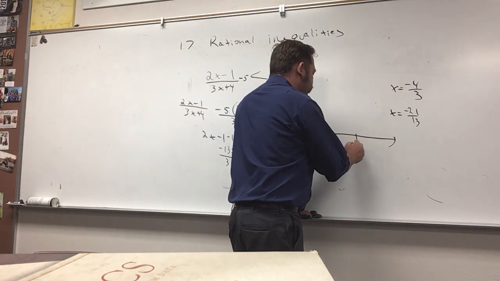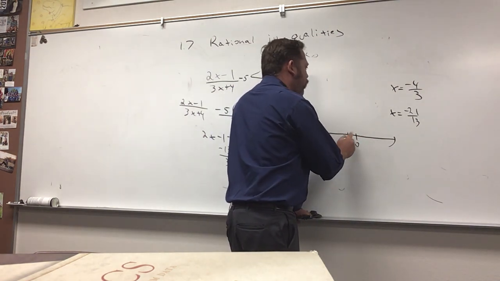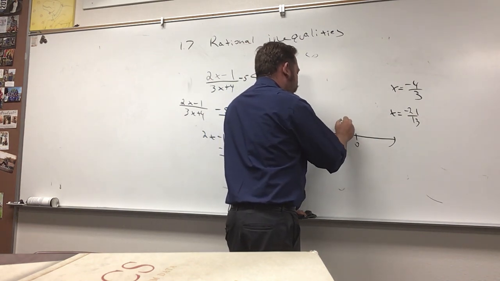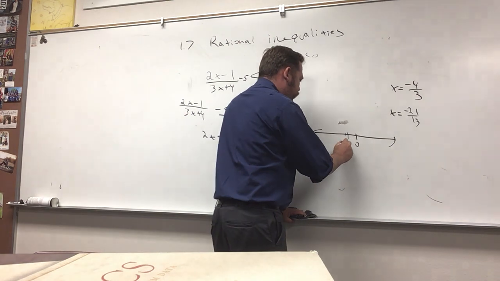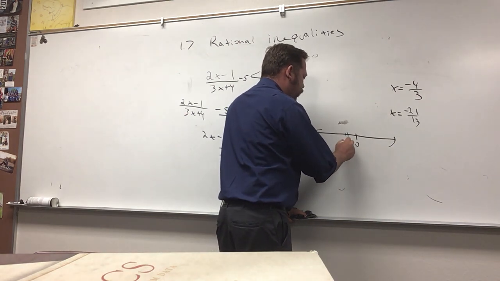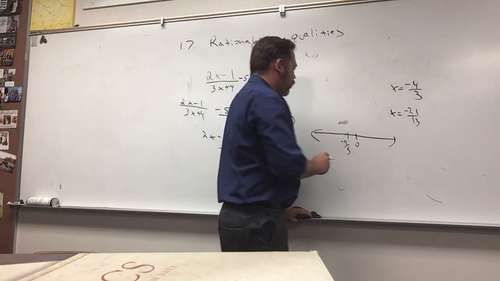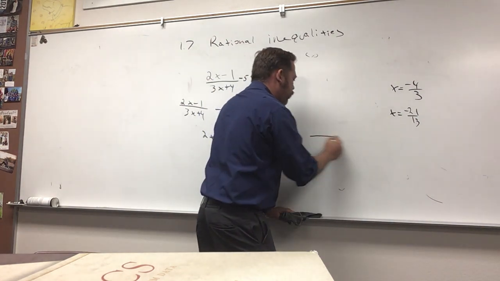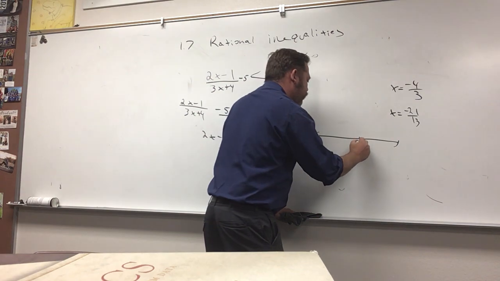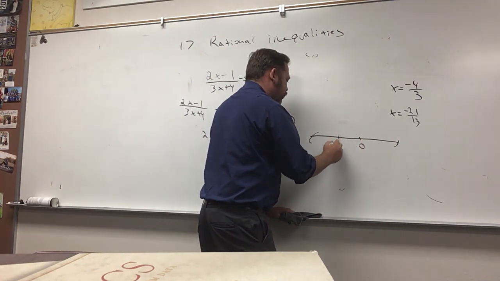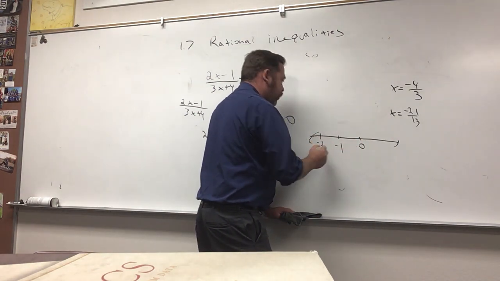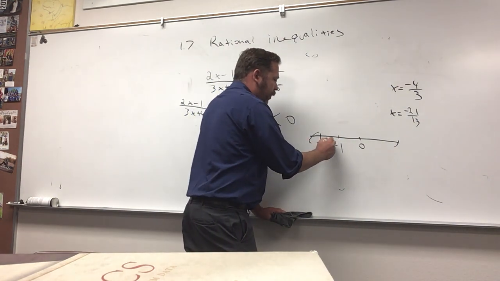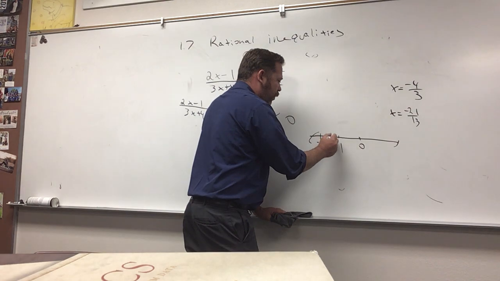Negative 4/3 is just a little bit smaller than negative 1. So I'm going to say, right here is negative 4/3, if this is negative 1. And negative 21/13, let's make this number line bigger, because these are so close together. So let's say this is 0, and this is negative 1, and this is negative 2. Negative 4/3 is just going to be 1/3 of the way over here. We'll call it right there.